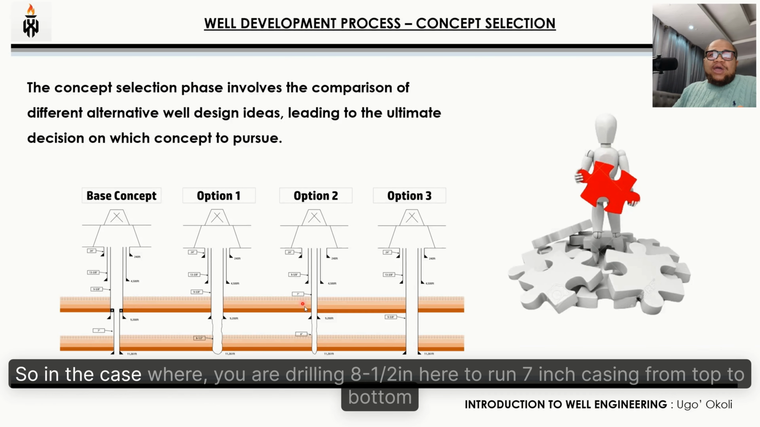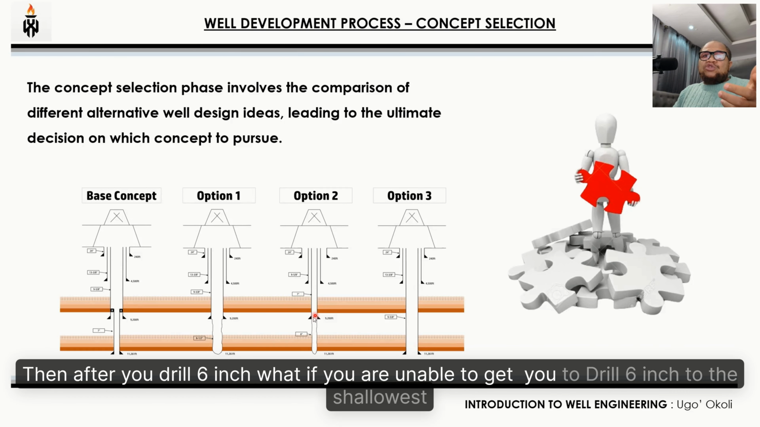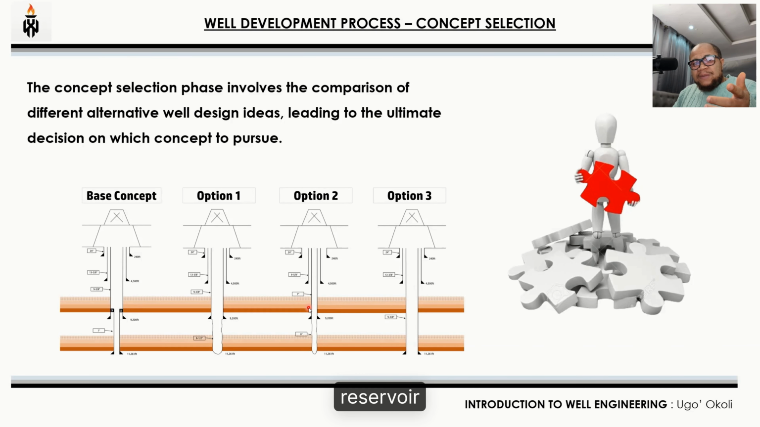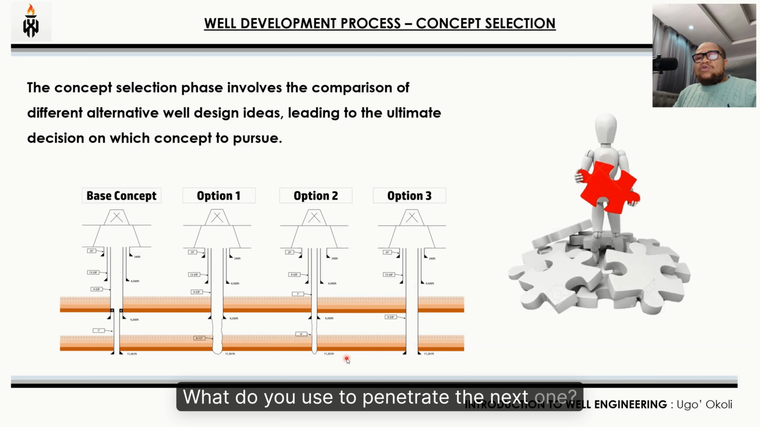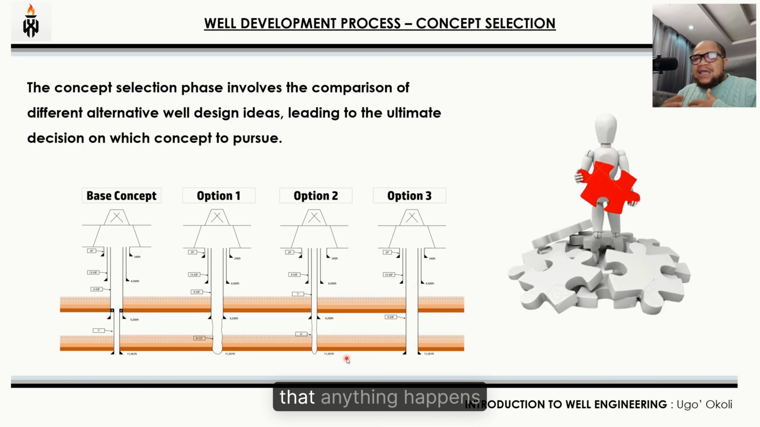So in the case where you are drilling 8.5 here to run 7-inch casing from top to bottom, what if you lose this hole? You have to now drill 6-inch. Then after you drill 6-inch, and you're unable to sidetrack and drill 6-inch to the shallowest reservoir, what do you use to penetrate the next one? So then you are constrained. As a drilling engineer, you should always try to have a contingent hole section in your pocket in the event that anything happens. The last hole section is pretty much the one I like.